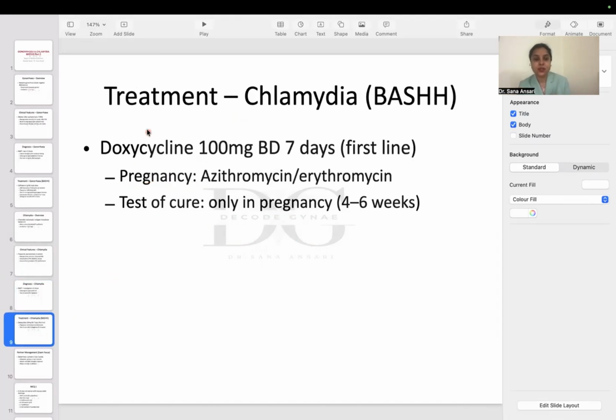Treatment, the drug of choice is doxycycline 100 milligram twice daily for 7 days. In pregnancy, we can't give doxycycline, that's not safe. So if the question comes the drug of choice in pregnancy for chlamydia, that will be azithromycin or erythromycin. Test of cure is only done in pregnancy after 4 to 6 weeks. These are all very important questions.